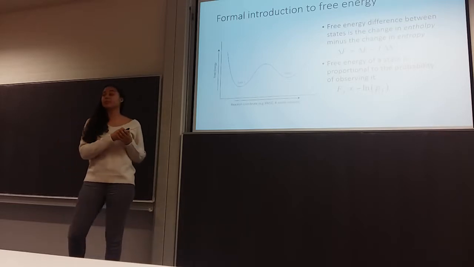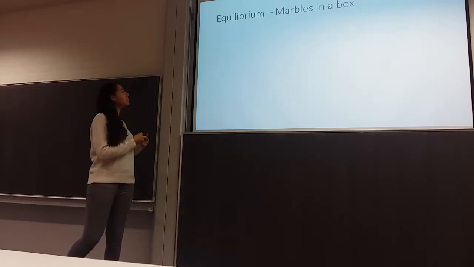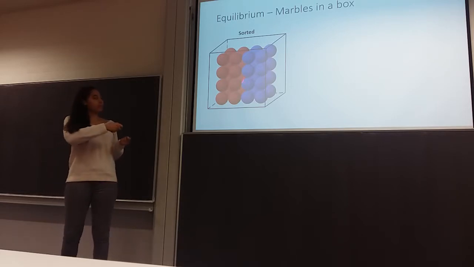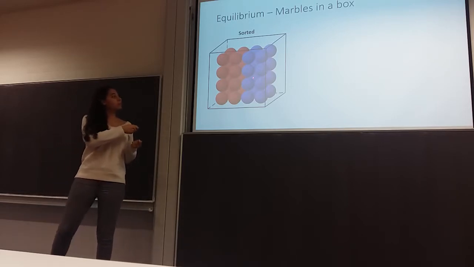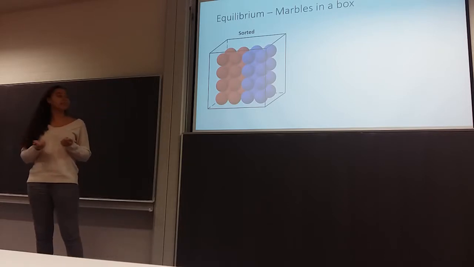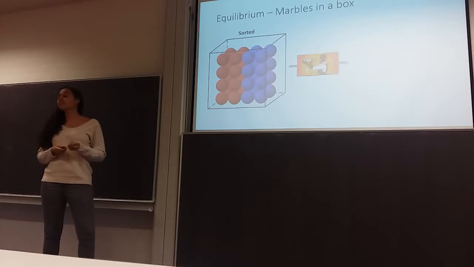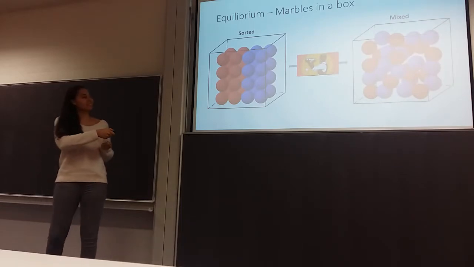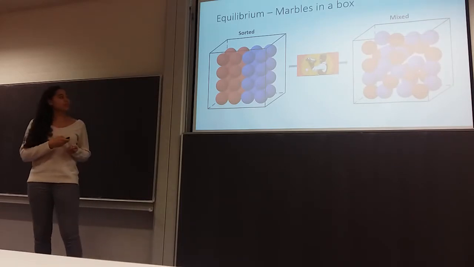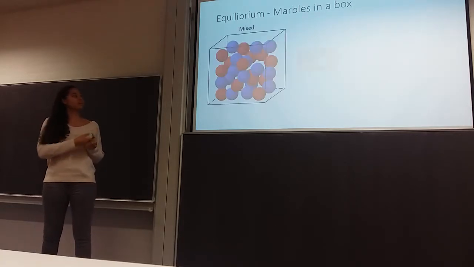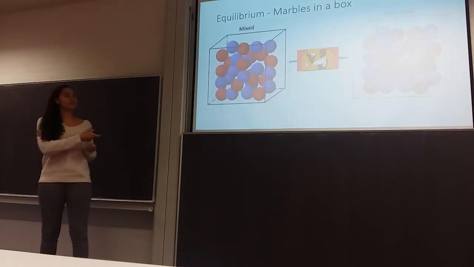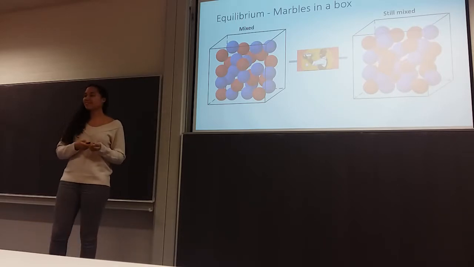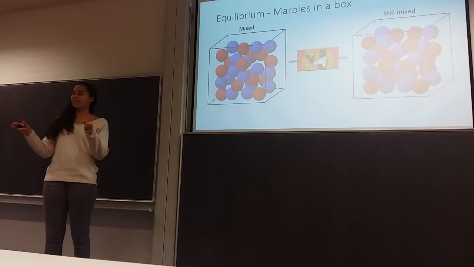We will go into this in more depth in the rest of the lecture, but before we do that, we will go more into this dynamic equilibrium. For example, if we take marbles in a box, we have red marbles and blue marbles, and we start with the sorted state. Now, if we shake the box, they become mixed. If we take the mixed state and shake it even more, they will stay mixed. They will not go back to the original separated states.